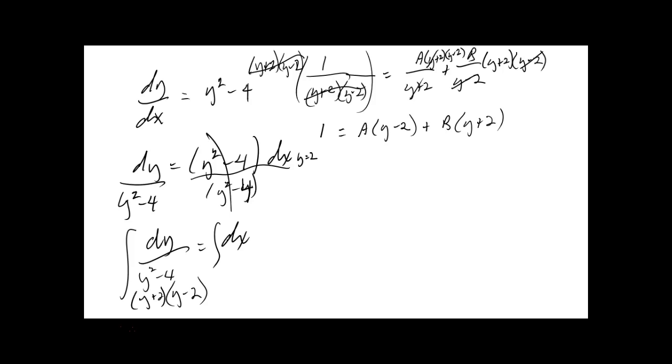Now, we're going to choose a y. I wrote it down: y is equal to 2. Well, 1 is still 1. No matter what y is, 1 is still 1. But when y is equal to 2, this goes to 0, and this would be b times 4. How did you get b times 4? Because y is equal to 2, and 2 plus 2 is 4.